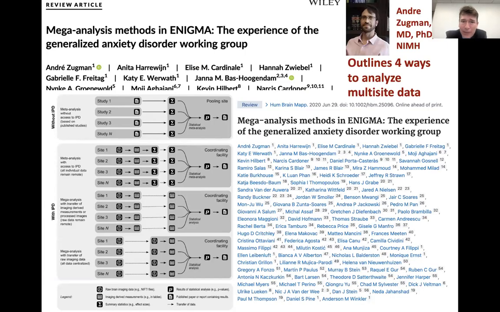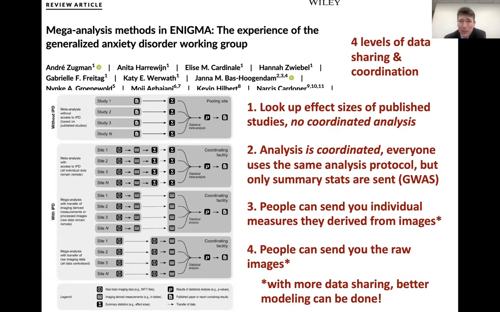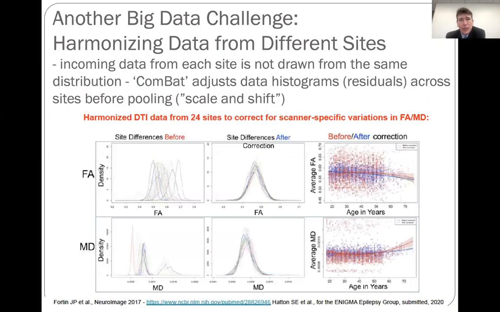So Andre Zugman at NIMH wrote a really nice paper talking about how there were four ways to analyze multi-site neuroimaging data. The first one, which is very old-fashioned, is you don't analyze the data at all. You just look up the effect sizes of published studies. If you want to see if having anxiety is associated with brain differences, you might look up studies that have looked at that before. Number two actually coordinates the analysis. Everyone reanalyzes their data with the same analysis protocol, but they only send the summary statistics to a central site. That was used in the genome-wide association studies that I've mentioned. But better still, you could be sent individual measures derived from images, or even number four, the raw images themselves. And if that is done, better modeling can be done. So let's look at this in detail.